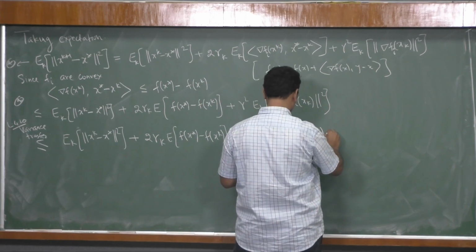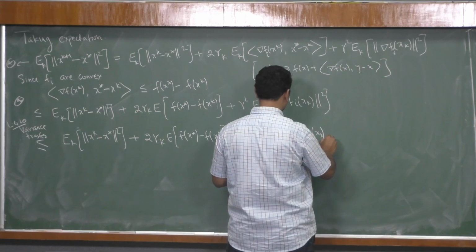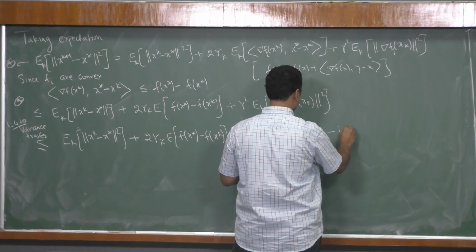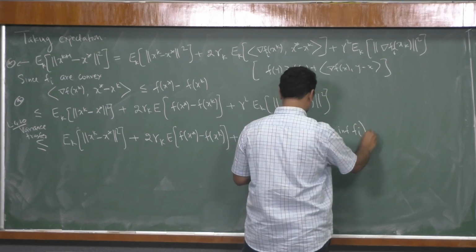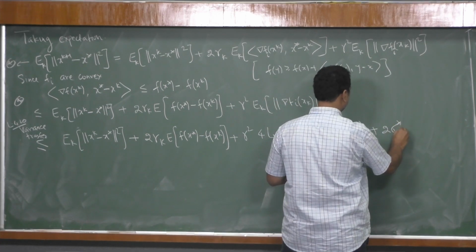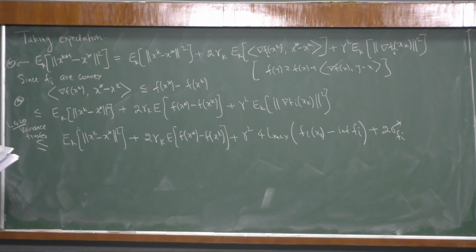Okay, so this is fi(xk) minus infimum of fi, plus 2 sigma star fi. So we applied variance transfer here. Okay, it seems like we can go for one more booster dose of expectation again. These expectations won't change. That's the nature of expectation, right? Expectation of expectation won't change, so we can go for one more.